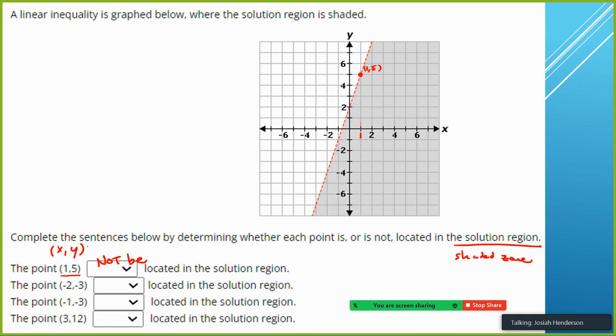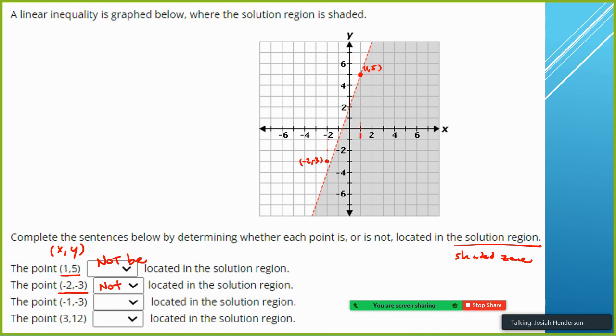Let's try the second one together. -2, -3. So that's left 2, and then down 3. 1, 2, 3. Now here, this one, it's really close, but we can see it. It's definitely in the white zone. It's not shaded. -2, -3. So also the second one is not located in the solution region.